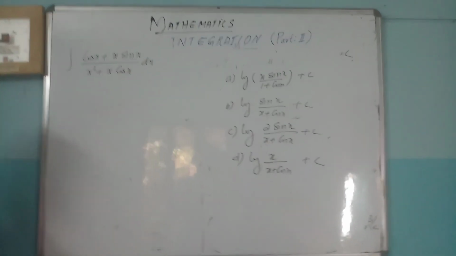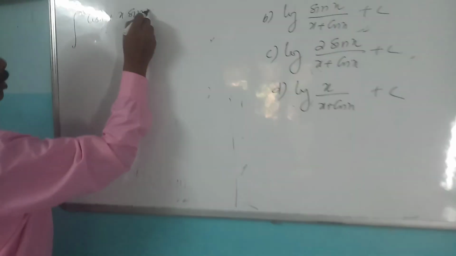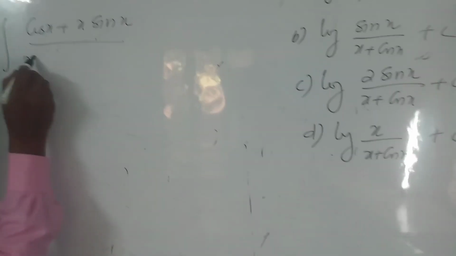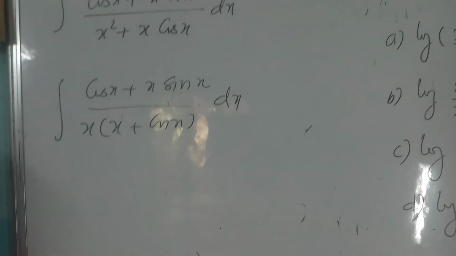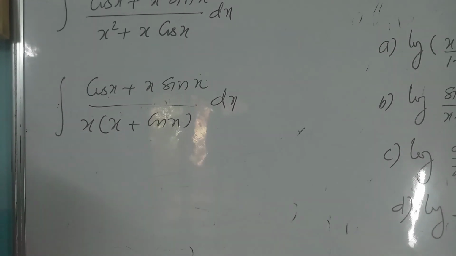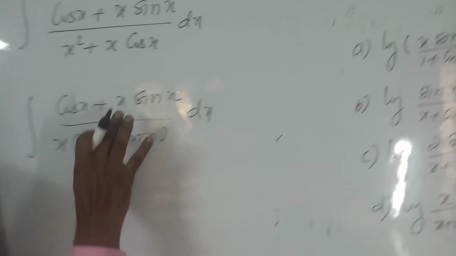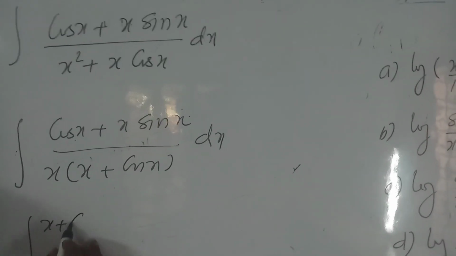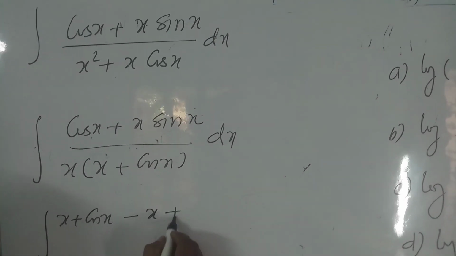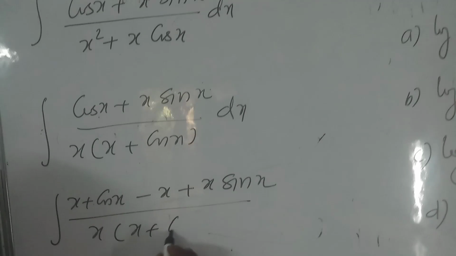Cos x plus x sin x by x square plus x cos x dx. Then cos x plus x sin x divided by, take x as a common term, that is x out of x plus cos x, into dx. Then we have to take x as a common term, that is integral of cos x plus x sin x by x plus cos x. Then we rearrange the numerator as well as the denominator. That is cos x means we can write x plus cos x minus x plus x sin x divided by x into x plus cos x into dx.